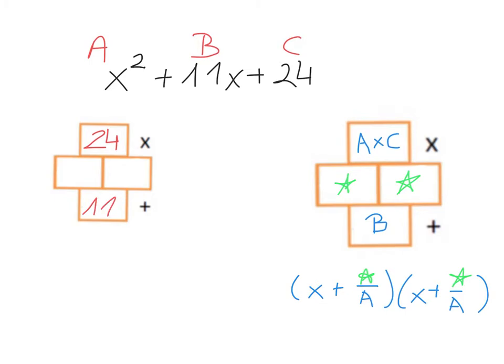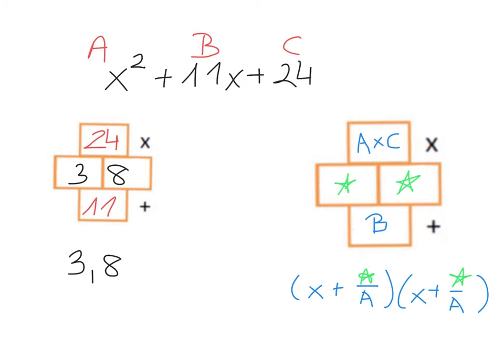Now we're looking for two numbers in the middle. These two numbers multiply to 24 and add to 11. So we're looking for two factors of 24, and when you add them, you have 11. And these numbers are 3 and 8. It doesn't matter which order. 3 multiplied by 8 is 24, and 3 plus 8 is 11. Okay, so that's how it works.